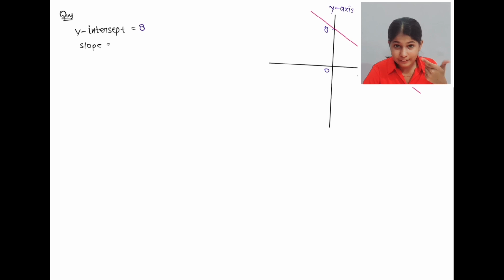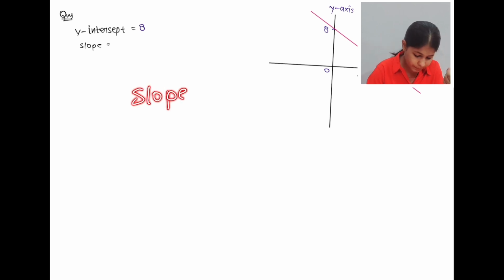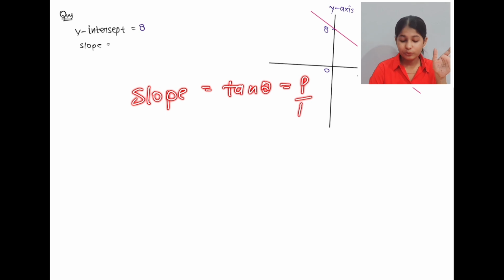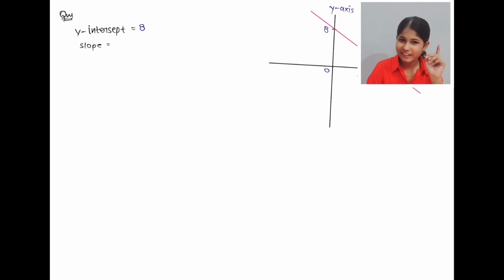But as I have already told you, slope is equal to tan theta. And tan theta is equal to P upon B. So let me write here first that tan theta is equal to P upon B. Here can you see what P is and what B is?